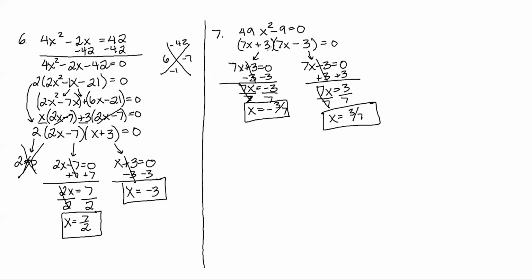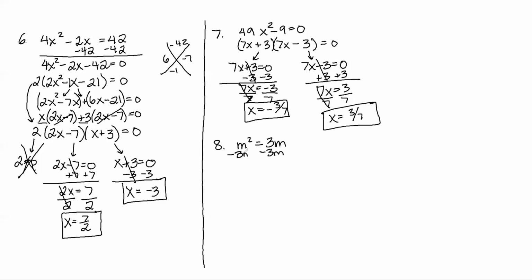Okay, let's try just a few more here. m squared equals 3m. So first things first, is it equal to 0? No, so we want to go ahead and set it equal to 0. We only have two terms here. Always try to keep this m squared positive. It's going to make factoring easier. So I'm going to subtract 3m from both sides.